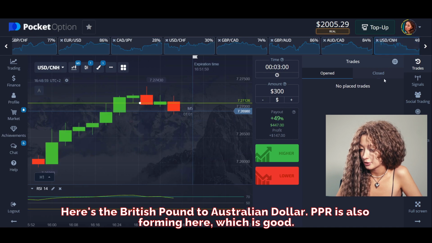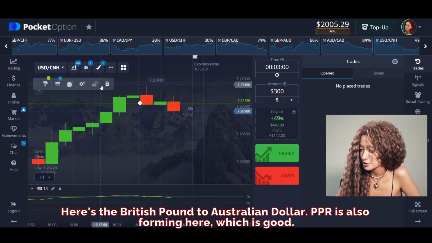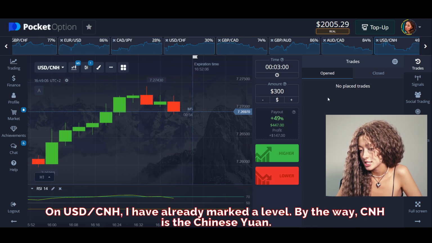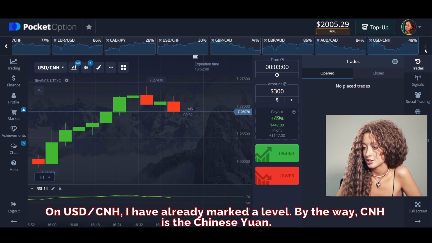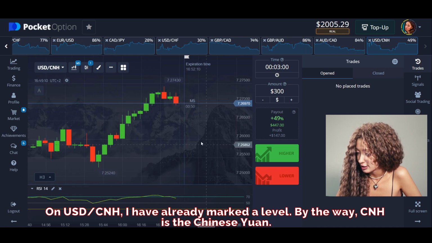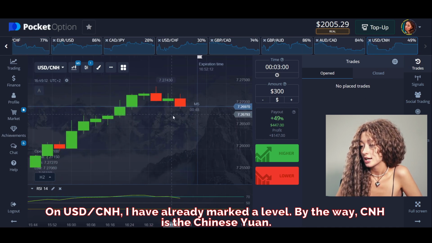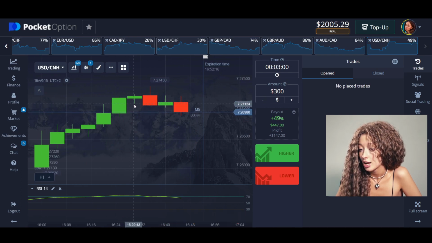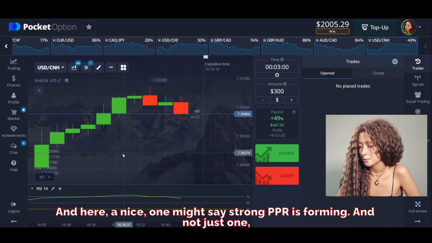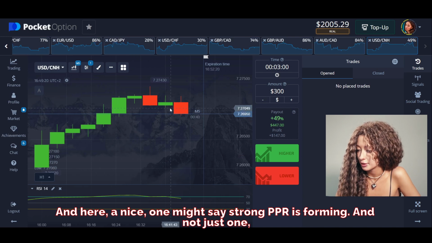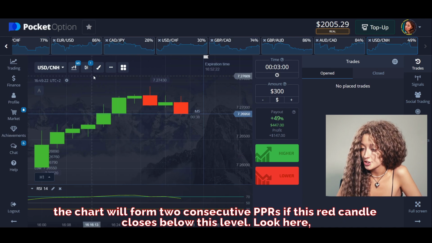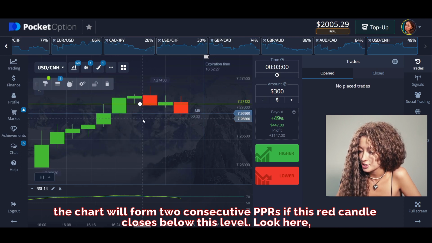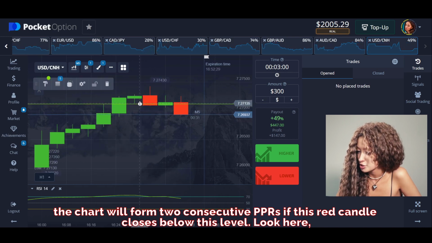Here the British pound to Australian dollar. A PPR is also forming here, which is good. On USD and CNH, I have already marked a level. By the way, CNH is the Chinese yuan. And here, nice. One might say a strong PPR is forming, and not just one. The chart will confirm there were two consecutive PPRs if this red candle closes below this level.